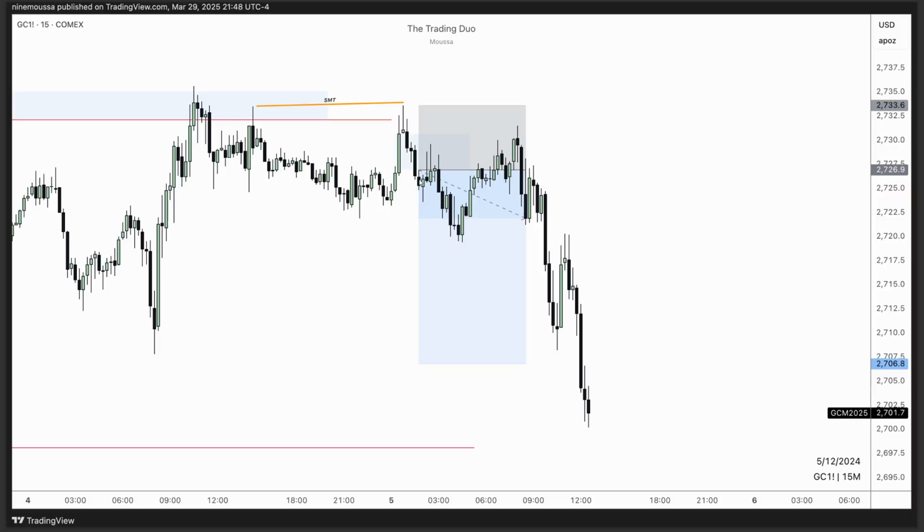And as we can see, gold can be iffy. It went to our entry down, then retracement up, and then continuation down late in the day.